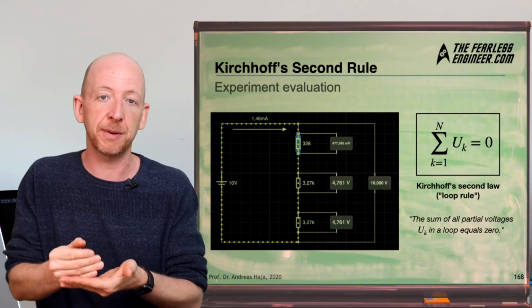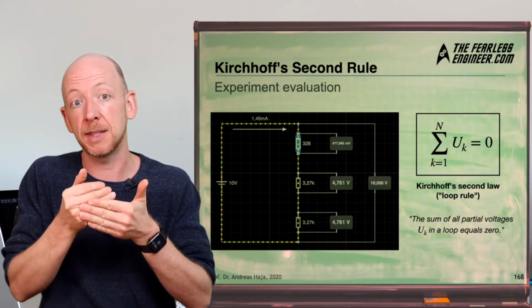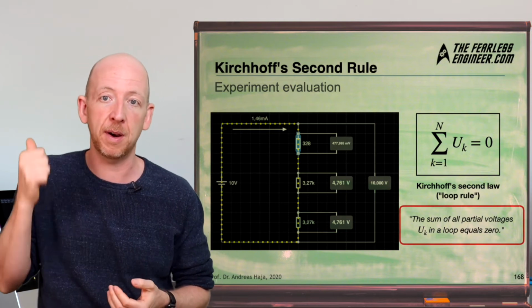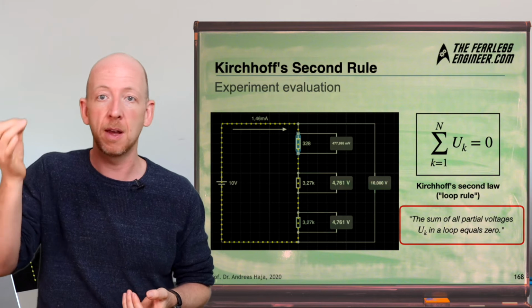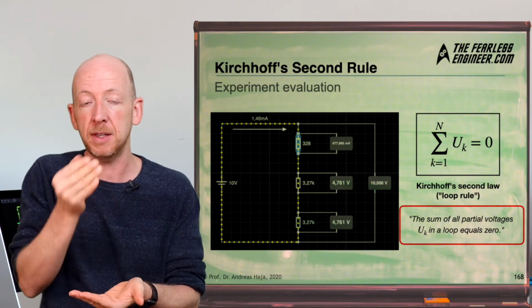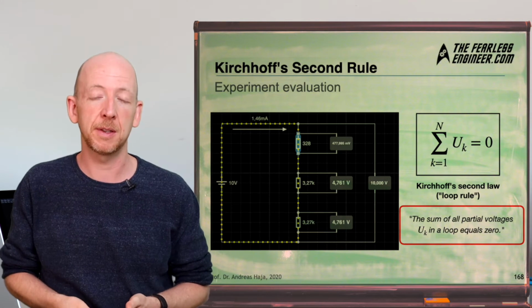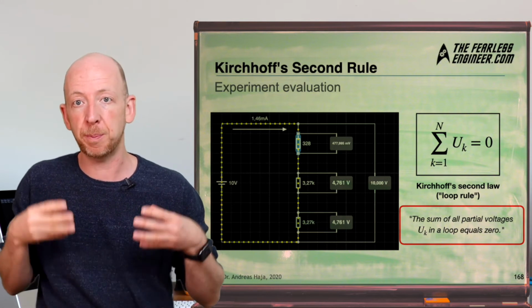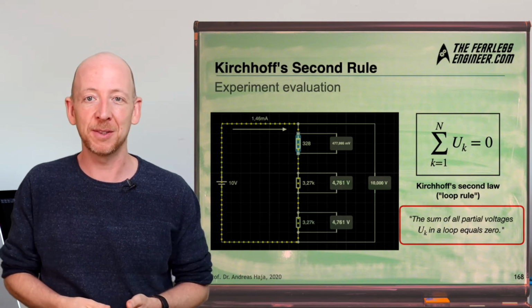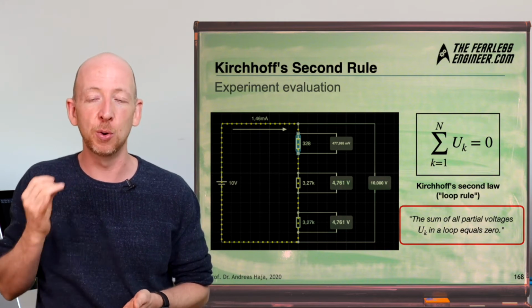And based on this, we can find a formulation for Kirchhoff's second rule, which is often found in the literature and states that if you follow a path from one terminal of a source to the other terminal, the sum of the partial voltages along this path is equal to the voltage of the source itself. And by the way, such a closed path is also called a mesh or a loop, and that's why the second rule of Kirchhoff is also called the loop rule.